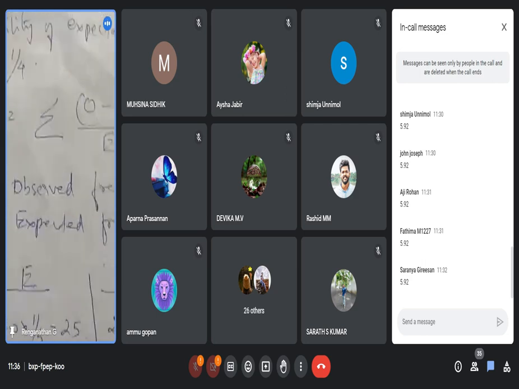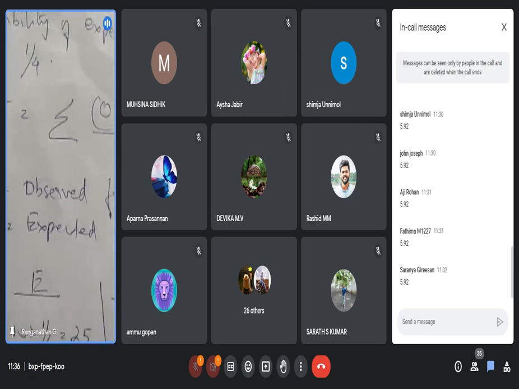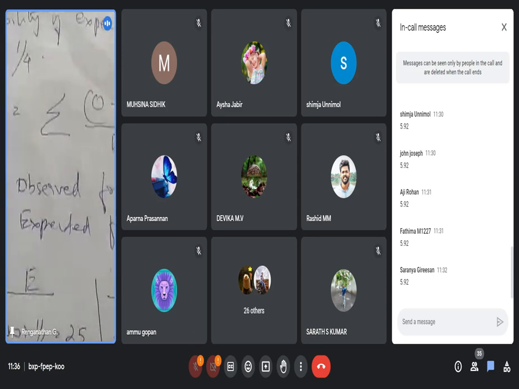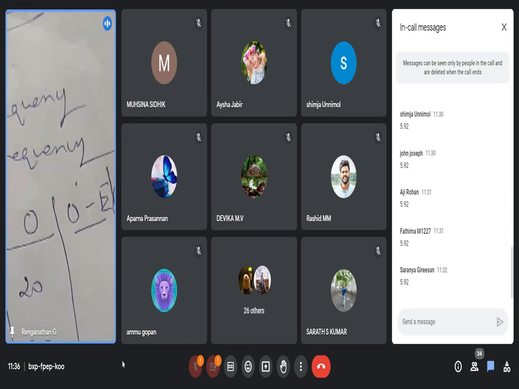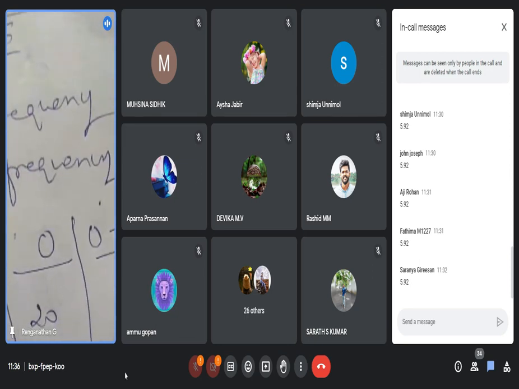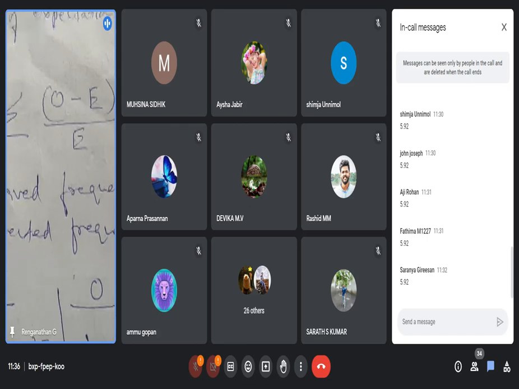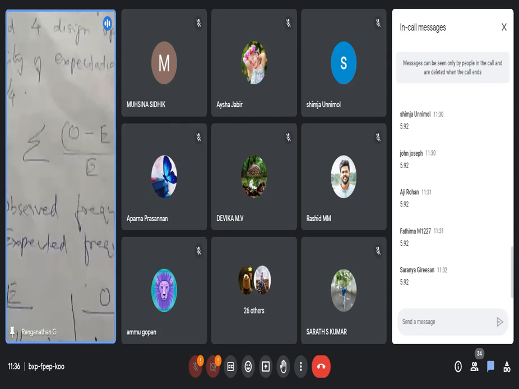Here the calculated value is 5.92 and the table value is 7.815. So the criteria is clear. The table value is more than the calculated value, so we have to accept the hypothesis, which is that there is no preference for any particular design. That is the null hypothesis, isn't it? So we are concluding this.